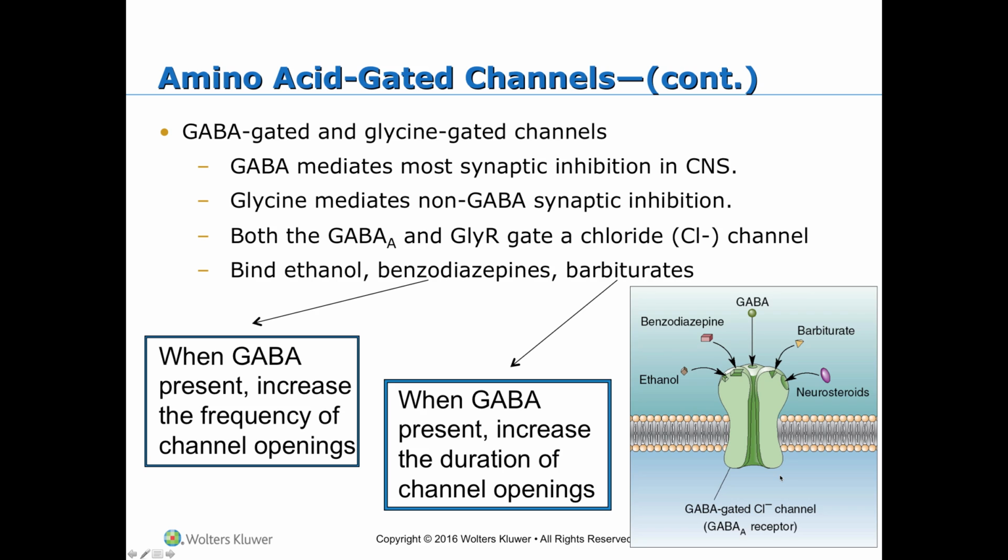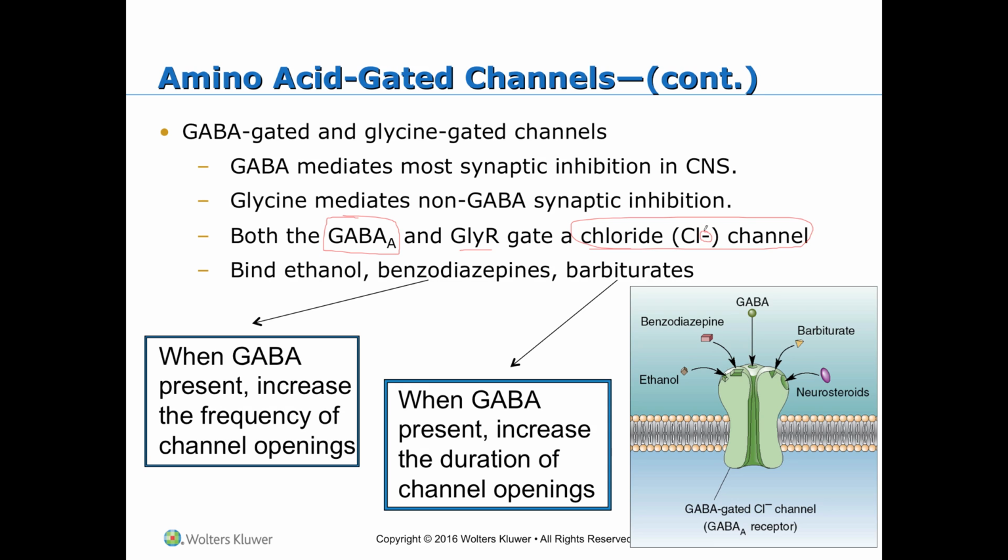Now, GABA-gated and glycine-gated channels are mediating synaptic inhibition. GABA mediates most of the synaptic inhibition in the central nervous system, and glycine mediates non-GABA synaptic inhibition. So both the GABA sub A, which is the ionotropic or ligand-gated channel, and the glycine receptor gate chloride channels. And again, chloride is an ion that contains a negative charge.